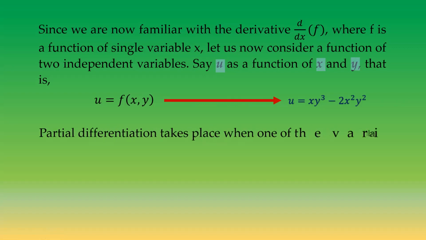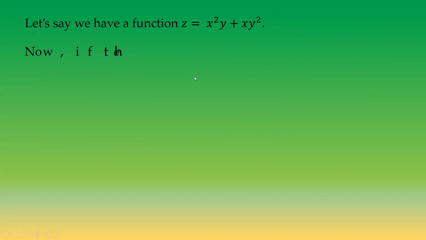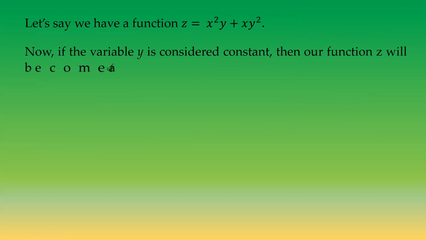Partial differentiation takes place when one of the variables is considered constant. So here in our example, we have u as a function of x and y. If we're going to consider y as constant, then we can get the derivative. That would be the partial derivative. So let's say we have a function z equals x squared y plus xy squared. So z is a function of x and y. Now, if we are going to consider the variable y as constant, we will have our function z as a function of x alone.